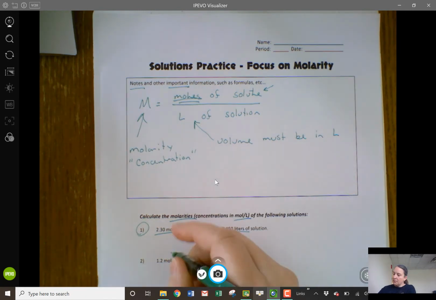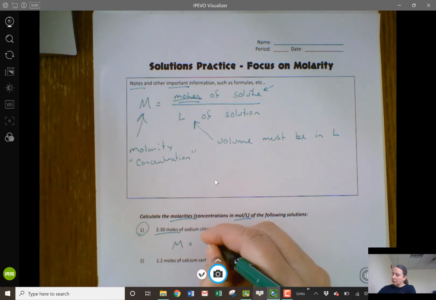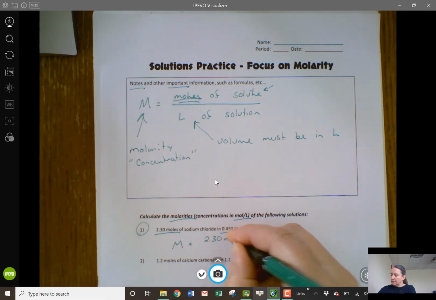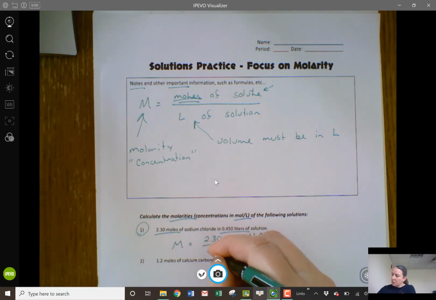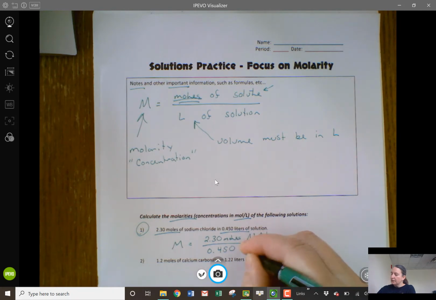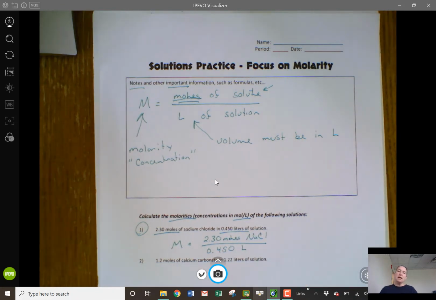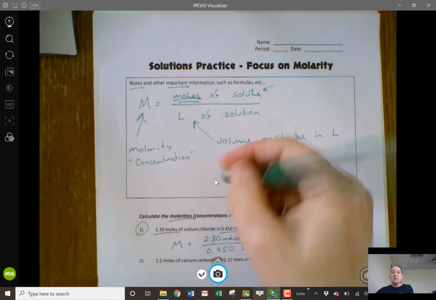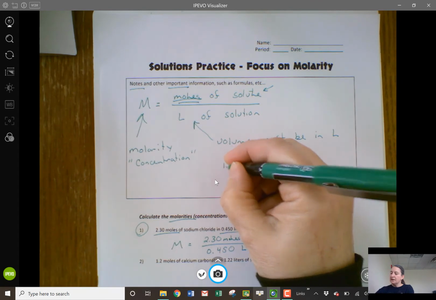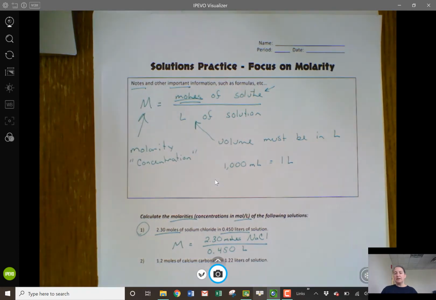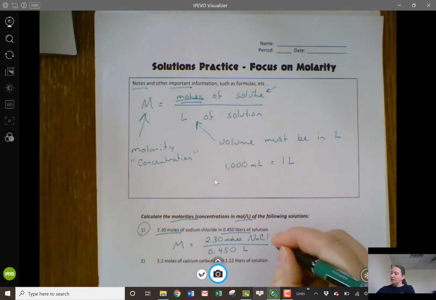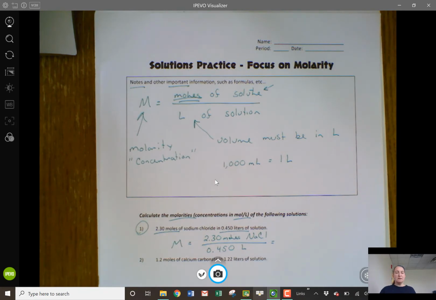So for this one, molarity is equal to 2.30 moles of NaCl all over 0.450 liters of solution. Remember, if you were given milliliters, you have to convert to liters. Something you might want to write down at the top of here is that there are 1,000 milliliters in 1 liter. You might need that information later. And that's it. You just have to divide, and you should have 3 significant digits in this answer. So hopefully you work that out.